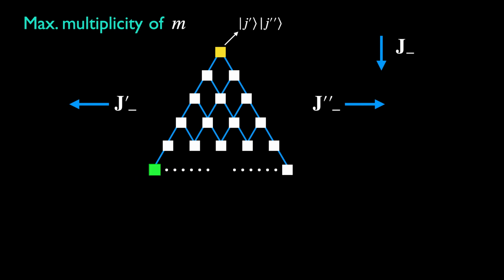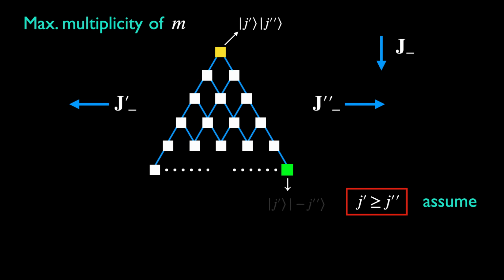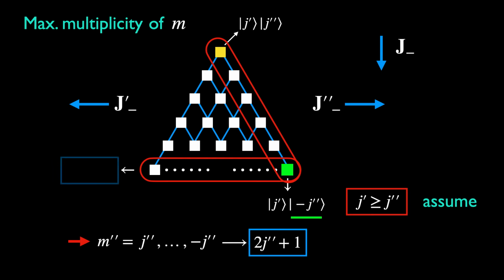Eventually, we have to stop either when we hit the lowest weight state in the prime multiplet on the left, if j prime is less than or equal to j double prime, or when we reach the lowest state in the double prime multiplet on the right, if j prime is greater or equal to j double prime. Without loss of generality, we shall assume that the second inequality is true. This lowest weight state has m double prime equals minus j double prime. The maximum multiplicity that we are trying to get is just the number of squares on this last level. Since the triangle is symmetric on all sides, this is also equal to the number of squares on the right side, which is just equal to the number of values for m double prime. That is 2j double prime plus 1.